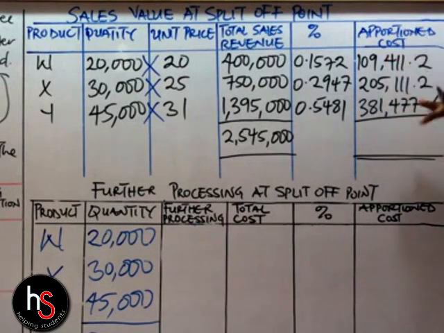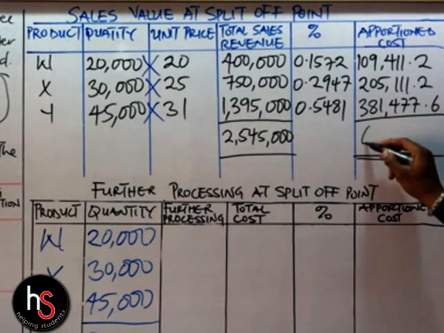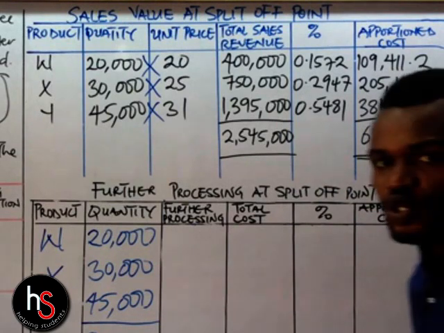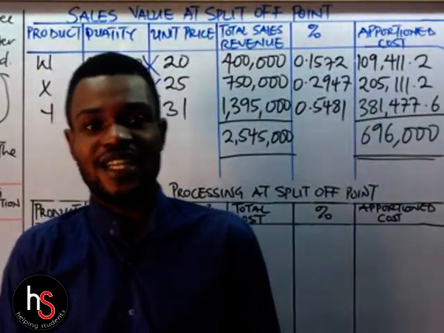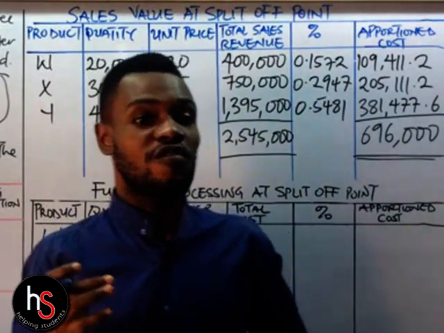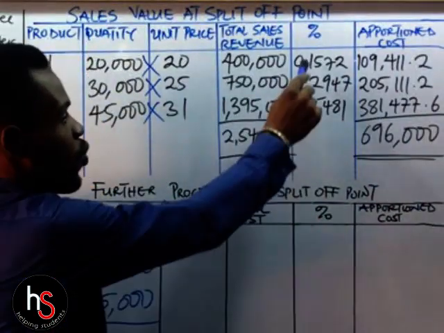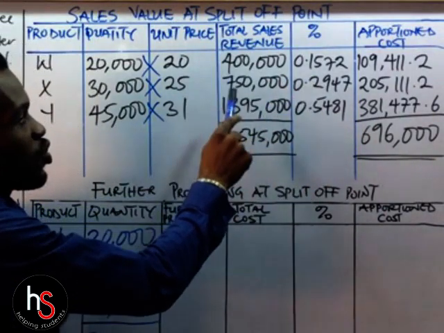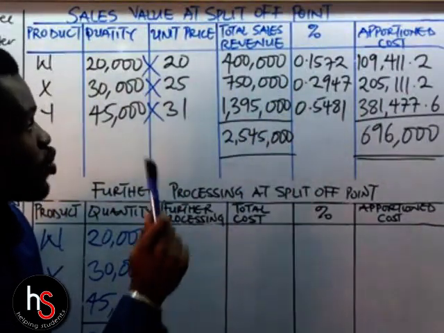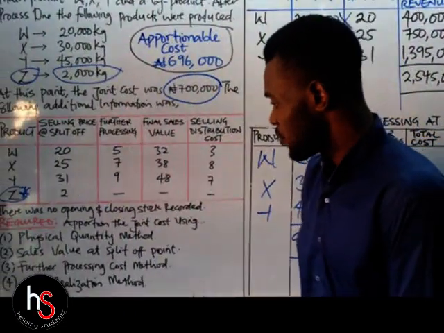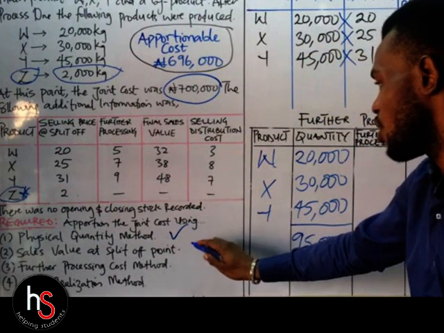Now, by the time we add these three values, it's still going to give us 696,000. Remember I told you, if you didn't get the same value as your apportionable cost, then you've made a mistake somewhere. Maybe you didn't approximate well when you divided your total sales from the final value to get your proportion cost. So we'll go to the third question. We are done with this.